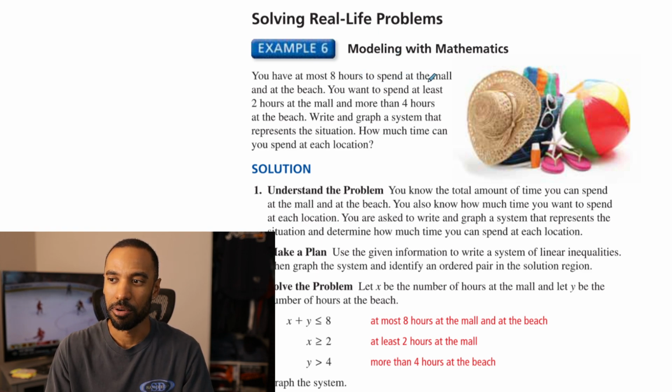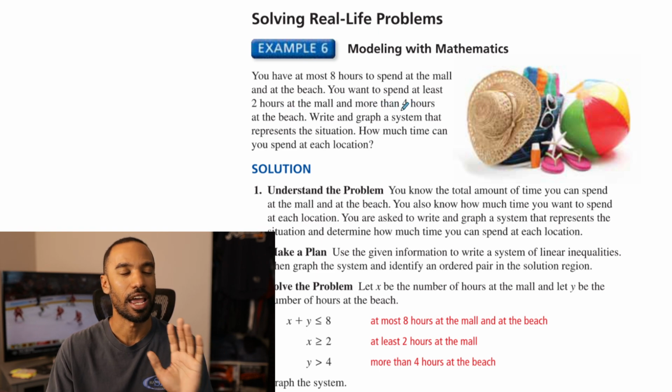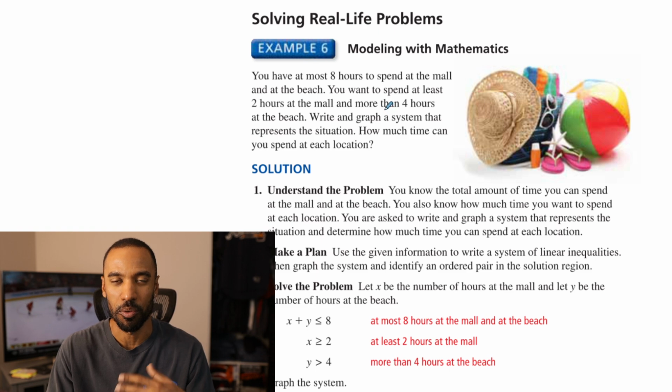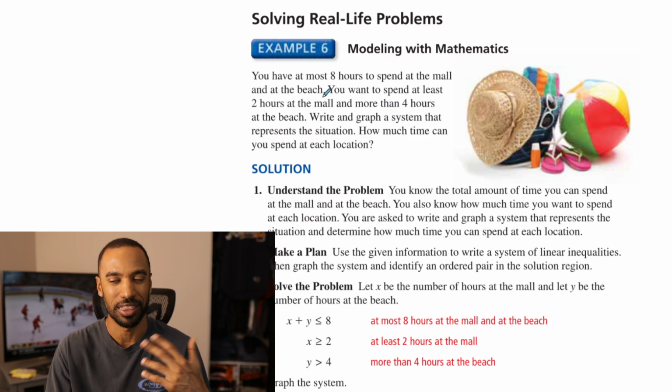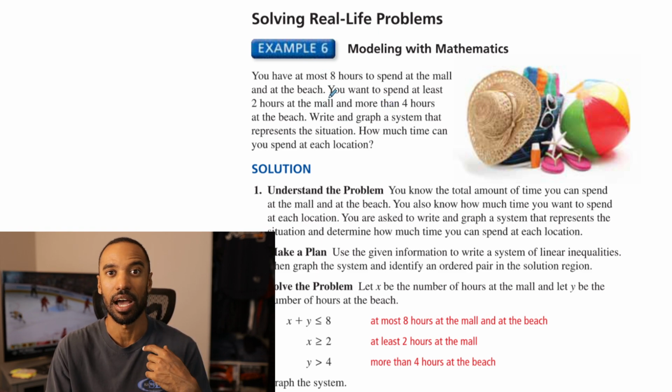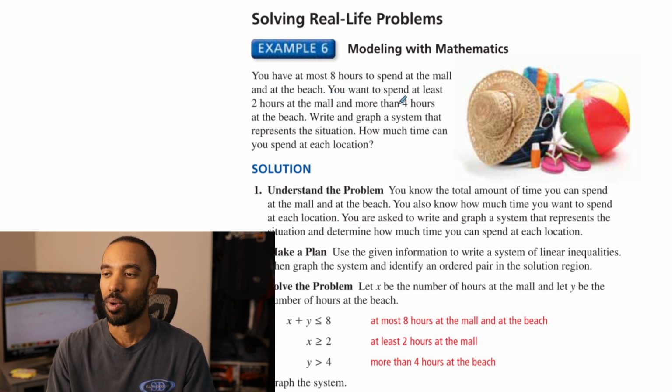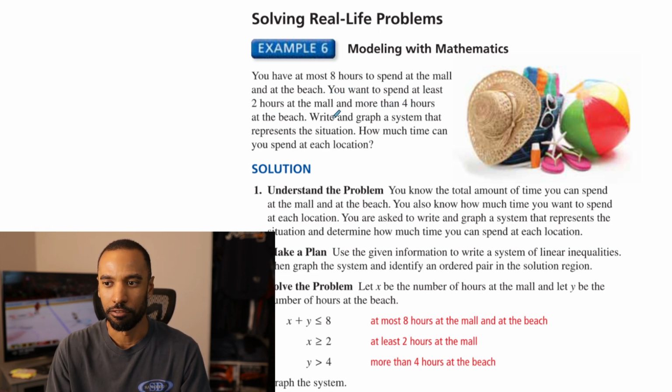You have at most 8 hours to spend at the mall and at the beach. You want to spend at least 2 hours at the mall and more than 4 hours at the beach. Now, I want to stress that we don't generally write systems of inequalities in real-world scenarios, but these will have real-life solutions that we can understand. Anyway, write and graph a system that represents the situation. How much time can you spend at each location?